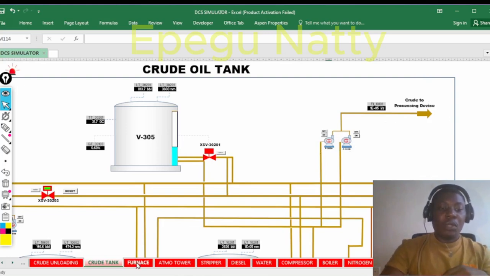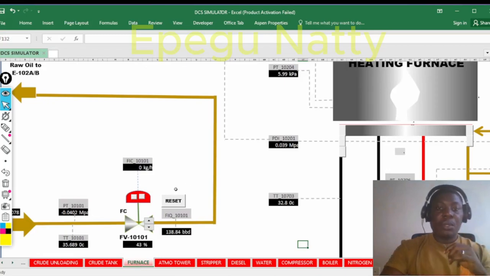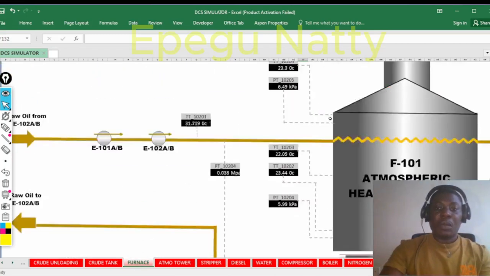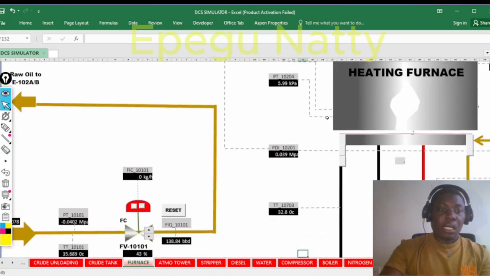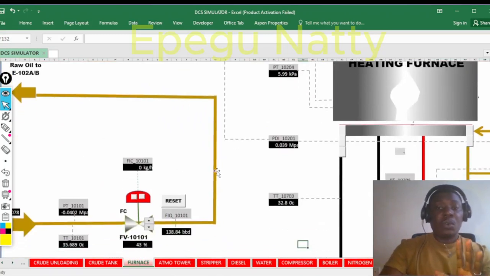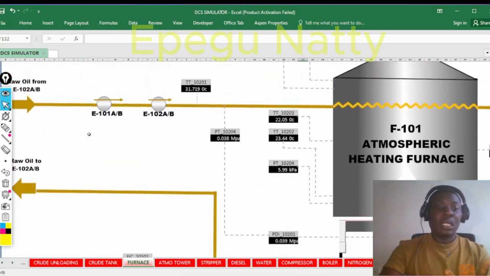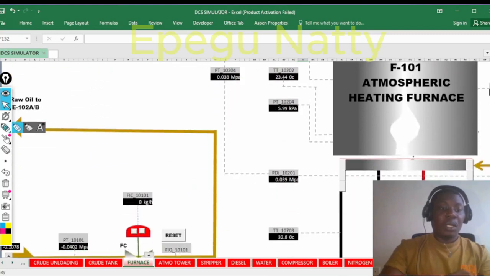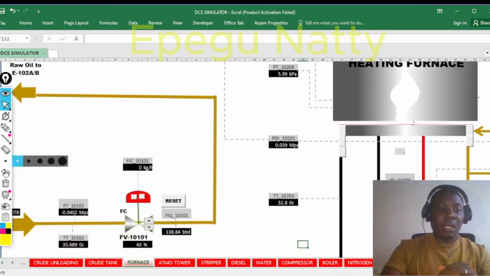Okay, now if you come over to the furnace tab, you see this tab is for the furnace, but like I said, we are not going to be talking about the heating section of this. We are talking about just the transfer section. Okay, so we are not going to enter the preheating aspect before the heating aspect. So we're just going to stop in this area here.